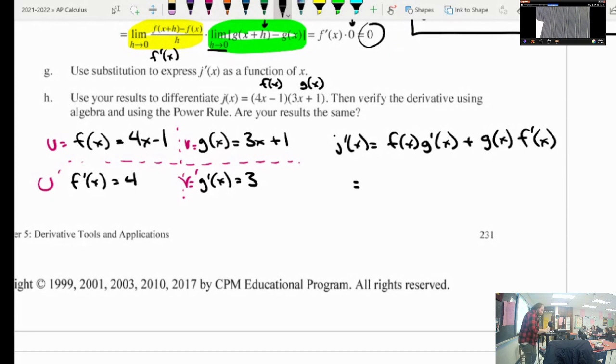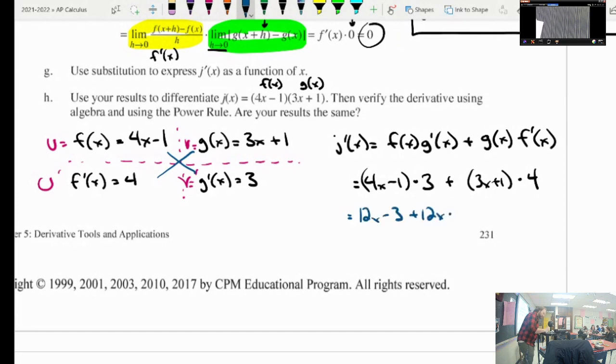So the original f was 4x minus 1 times g prime, which was 3, plus the original g, which was 3x plus 1, times the f prime, which was 4. There's kind of a crisscross pattern. The reason why I like using the table is because of that crisscross pattern. You multiply the original f times g prime and the original g times f prime, and you add them together. Now you can simplify this, obviously. It's 12x minus 3 plus 12x plus 4, and it ends up being 24x plus 1. Hey, cool.